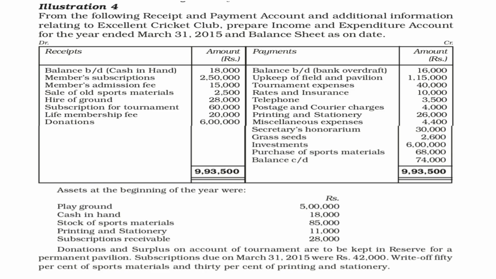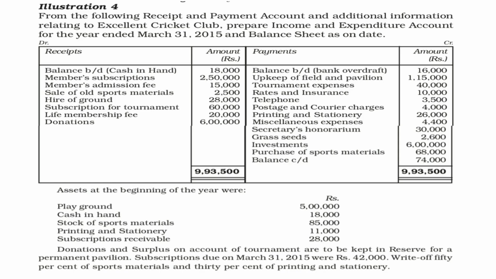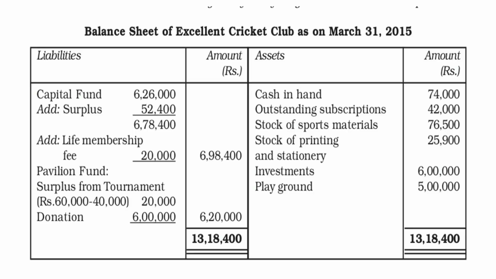Now as given in the last paragraph and as we have discussed already, there is 50% of sports materials and 70% of printing and stationery as closing stock, and closing stock of the different items is an asset and therefore shown on the asset side of the balance sheet. So on the asset side of the balance sheet, stock of sports materials rupees 76,500, stock of printing and stationery rupees 25,900. Now one more item of asset to be taken from the receipts and payments account, that is investments rupees 6 lakh. Therefore on the asset side of the balance sheet, investments rupees 6 lakh.